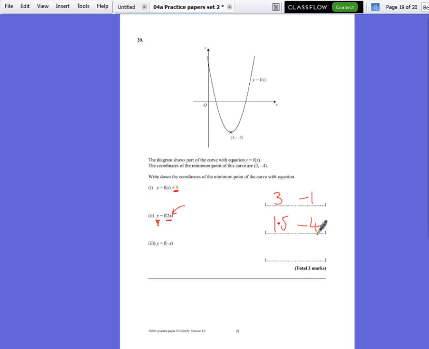Y equals f of minus x means we get the same value for y when x is the negative of what it was before. So this time it's a reflection in the y-axis. So that would mean that instead of being at 3, it would be at minus 3, but it would still be down at minus 4 as it's a reflection over here. For part 2, you would end up with a graph like that, where it goes through at half the distance there.